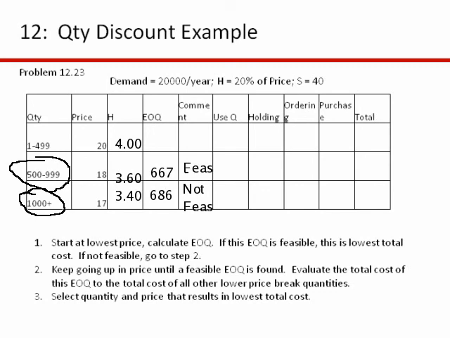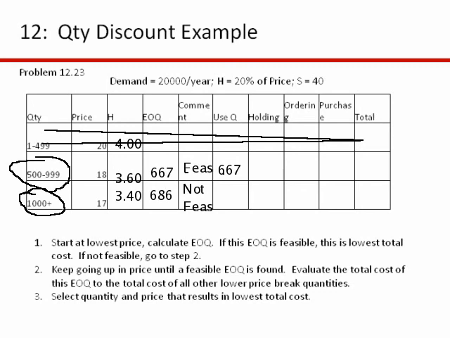And then also, we don't need to evaluate the $20 price, because once we find a feasible EOQ, we stop going up. All right, so all we have are these 2 options to evaluate. Okay, so in terms of this use Q column, if it's feasible, we can use that EOQ.